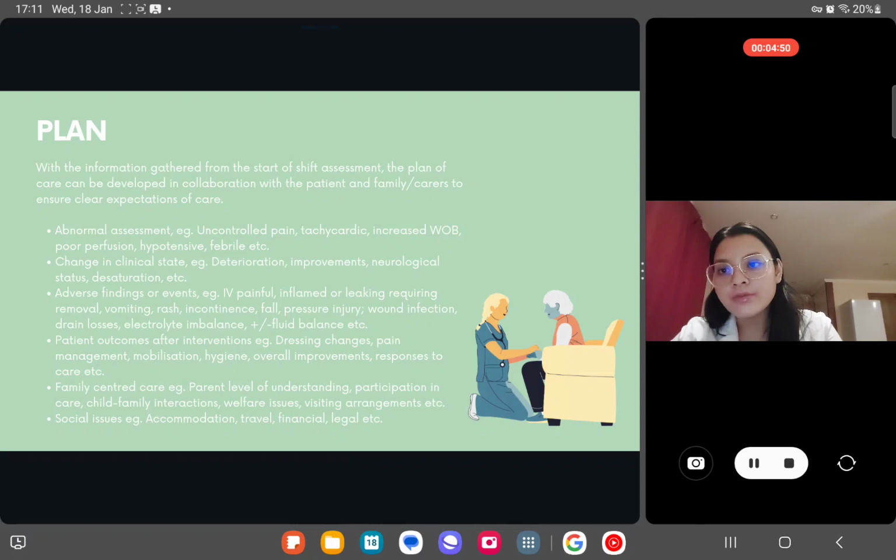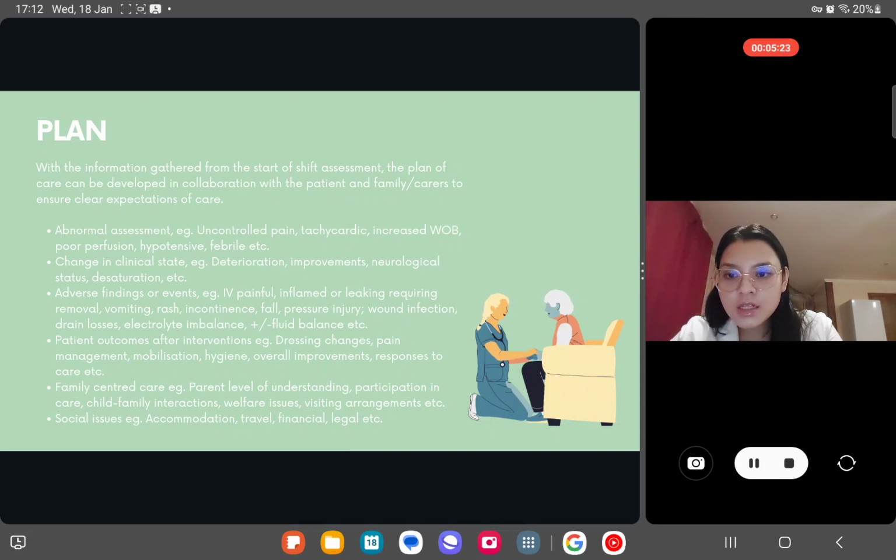The next step after assess is plan. With the information gathered from the start of shift assessment, the plan of care can be developed in collaboration with the patient and family or carers to ensure clear expectations of care. The following includes abnormal assessment, for example, uncontrolled pain, tachycardic, increased WOB, poor perfusion, hypotensive, febrile, etc.